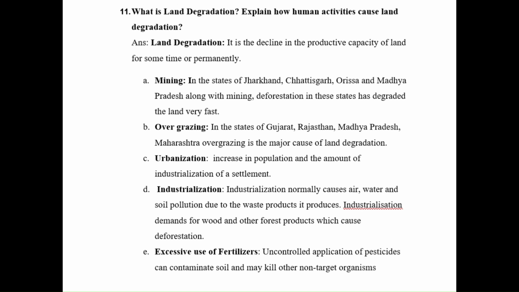B. Overgrazing. In the states of Gujarat, Rajasthan, Madhya Pradesh, Maharashtra, overgrazing is the major cause of land degradation. C. Urbanization. Increase in population and the amount of industrialization of a settlement. D. Industrialization. Industrialization normally causes air, water, and soil pollution due to the waste products it produces. Industrialization demands wood and other forest products which cause deforestation. E. Excessive use of fertilizers. Uncontrolled application of pesticides can contaminate soil and may kill other non-target organisms.